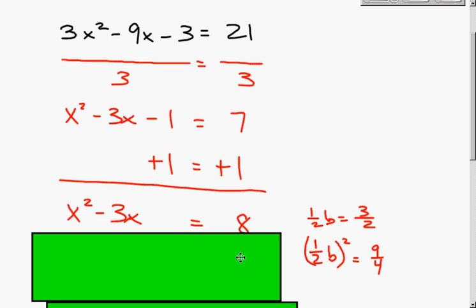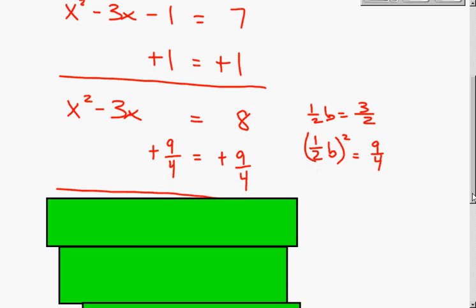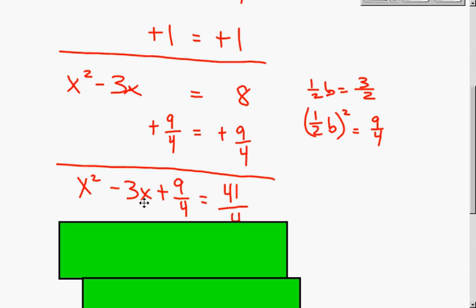Step 5, you need to add the result from step 4. So in this case, we need to add 9/4. Add 9/4 to both sides. We rewrite our equation. We wind up with x squared minus 3x plus 9/4 equals 41/4.